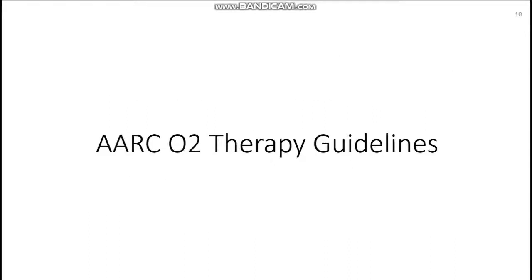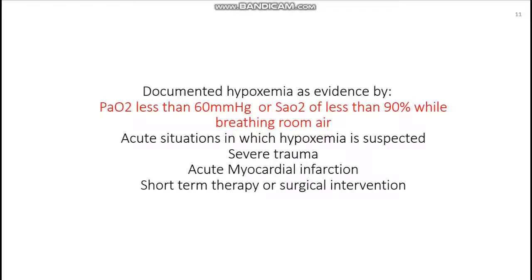AARC oxygen therapy guidelines. You must have documented hypoxemia as evidenced by a partial pressure of oxygen less than 60 mm of mercury or oxygen saturation of less than 90% while breathing room air.